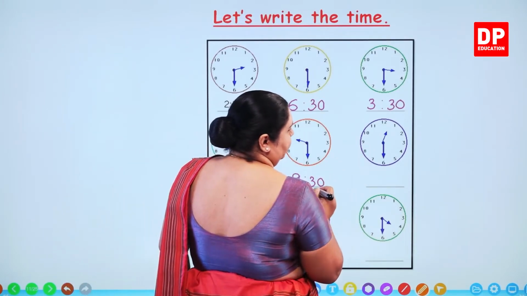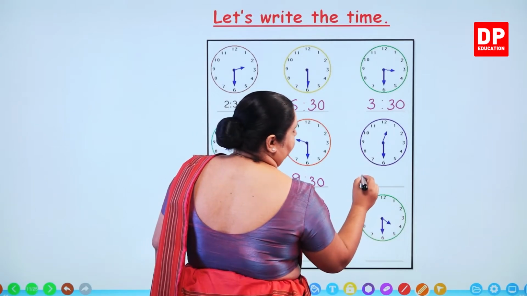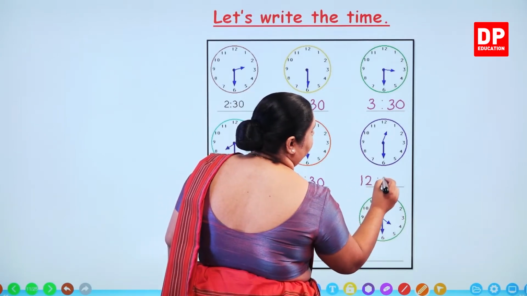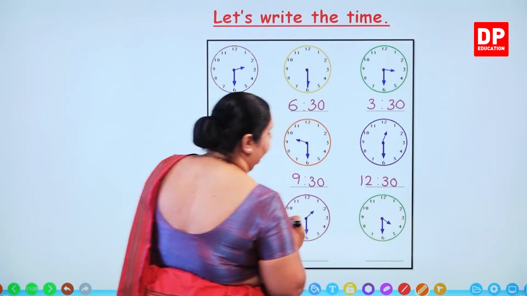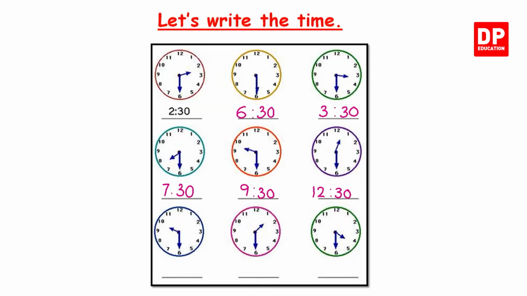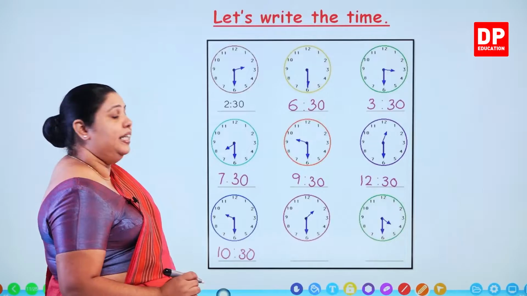What about this? 12:30. 12 and 30 minutes gone. Okay, now we are moving on to our last line. What is the time here? The short hand is in number 10 and 30 minutes gone. 10:30. 10:30 is the time.